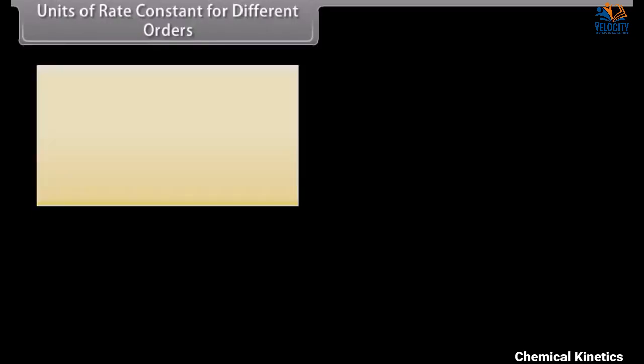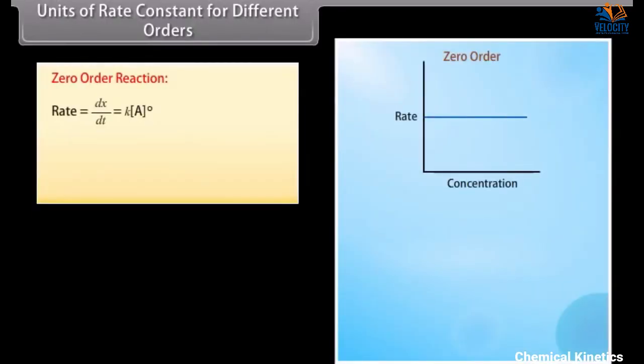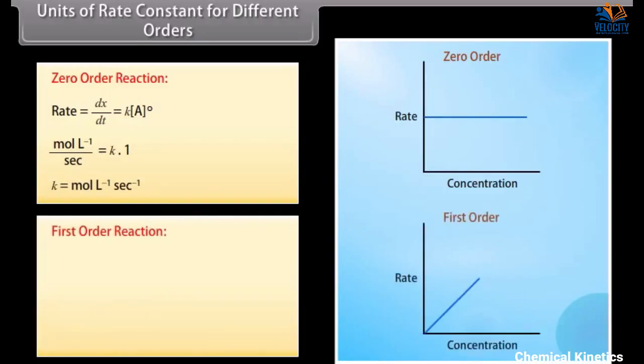Units of rate constant for different orders. Zero-order reaction. Rate is equal to dx by dt, which equals the product of K and A raised to the power 0. Thus, units of rate constant for zero-order reaction are mole per liter per second. First-order reaction. Rate is equal to dx by dt, which is equal to the product of K and A raised to the power 1. Thus, the unit of rate constant for first-order reaction is per second.